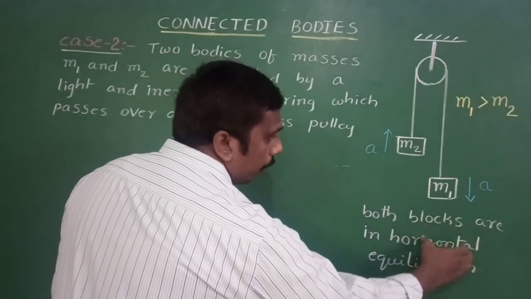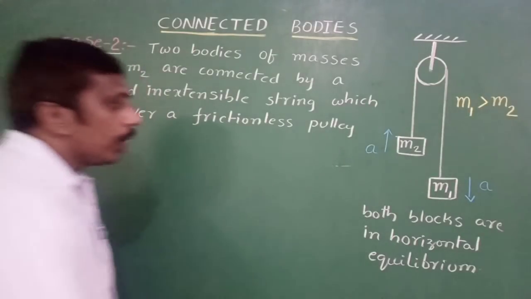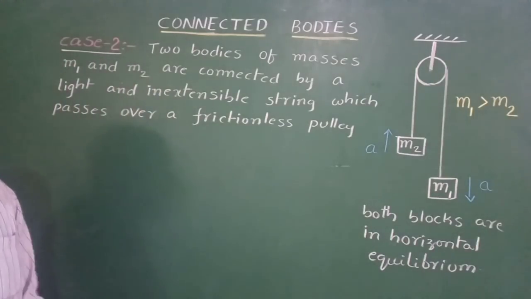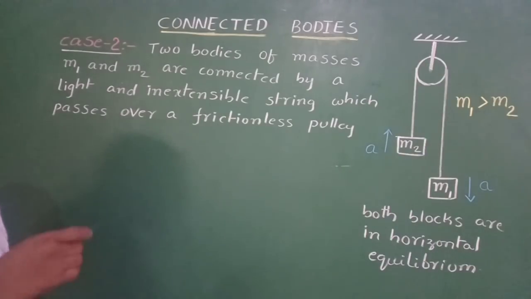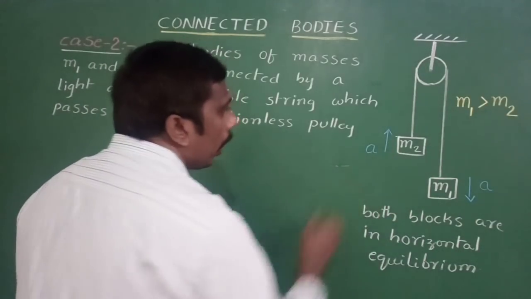So if you suspend the system like this, m1 is moving in the downward direction and m2 is moving in the upward direction. That means both blocks are in horizontal equilibrium. Horizontal equilibrium means the net force acting along the horizontal direction is equal to 0. The blocks are moving only along the vertical direction.